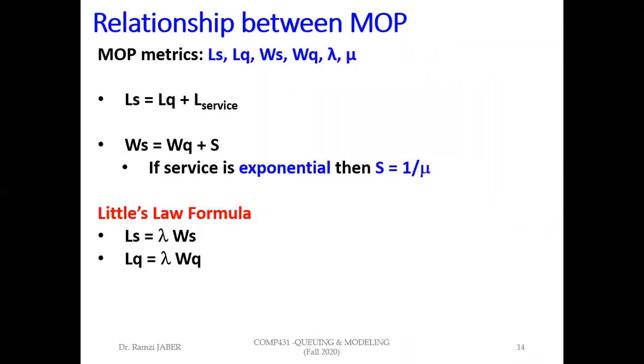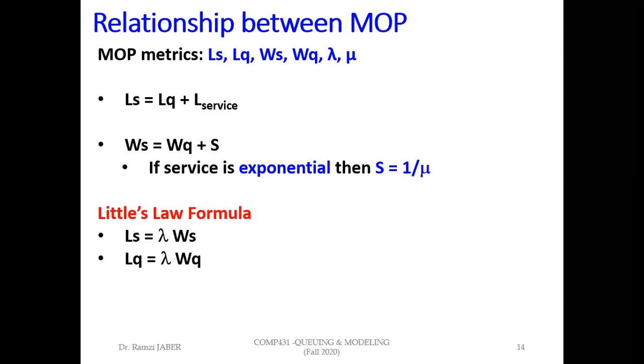Okay. Now we have the relationship between MOPs. The MOP matrix will be: LS, the number of customers inside the system; LQ, the number of customers inside the queue; WS, the average waiting time inside the whole system; WQ, the average time for all customers inside the queue; lambda, the rate at which customers arrive; and mu, the service rate at which customers will be served.